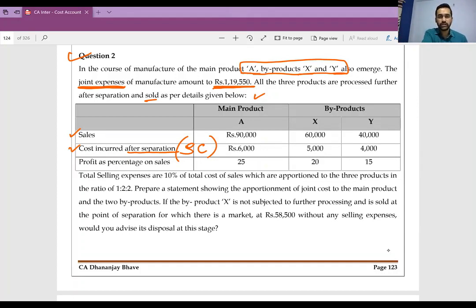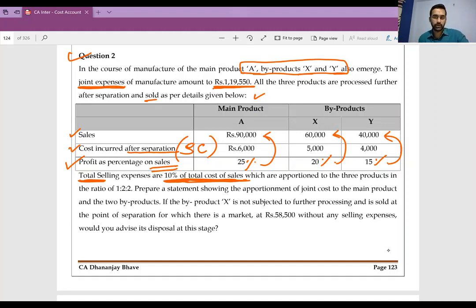Profit percentage on sales. Obviously, 25% on sales number, 20% on this, 15% on this. Easy, right? Total selling expense. This adjustment is important. The wording used here is total, not for AXY. Total selling expenses, 10% of total cost of sales.